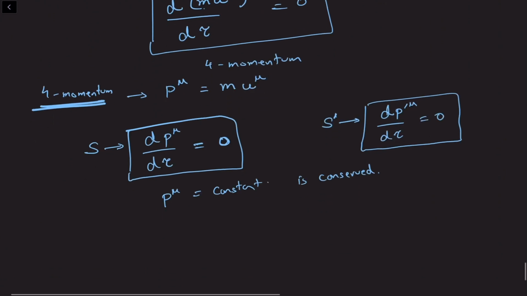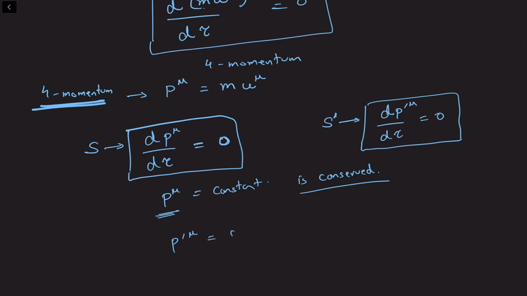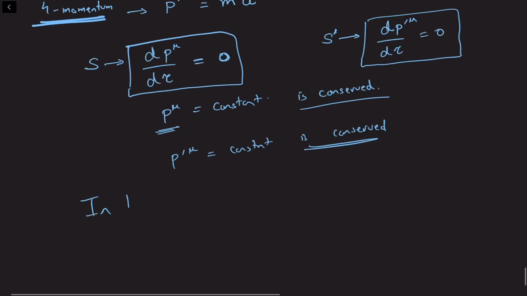And so what this is telling us is that in any reference frame, the 4-momentum p^μ is conserved. So this would be true in frame S, but it would also be true in a different reference frame S prime. So in the absence of forces, momentum is conserved.